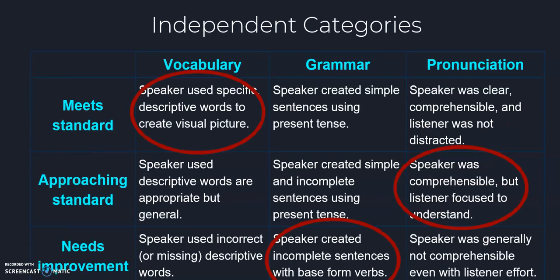So what does that mean? Well, in looking back at our example, if the categories are independent, that means that the student could meet the standard in vocabulary, but maybe not meet the standard in pronunciation or grammar. So it means that if the categories are independent, if you score needs improvement in one category, that doesn't mean that you'll absolutely positively be at that level for all the other categories. The categories must be independent.